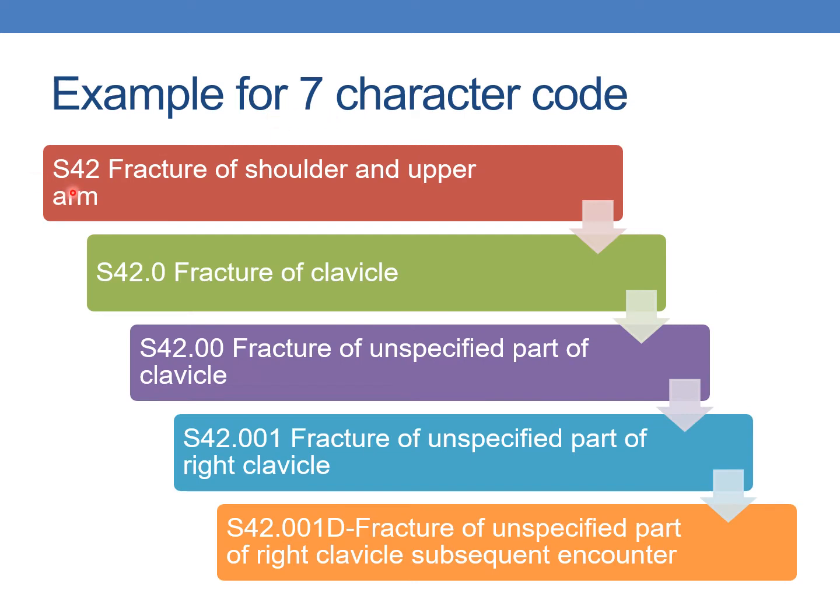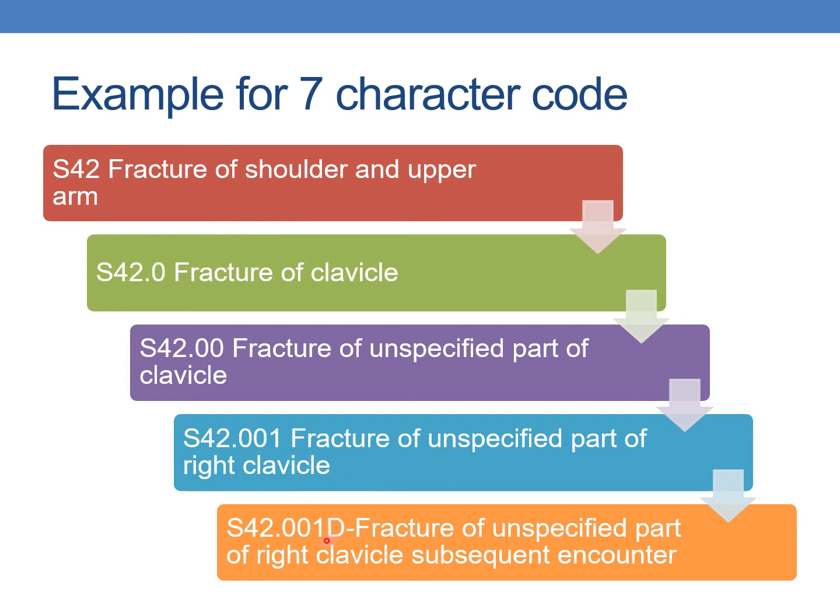Here you can see S42. It is a category which indicates fracture of shoulder and upper arm. This is subdivided into S42.0, which indicates fracture of clavicle. This is further subdivided into S42.00, which indicates fracture of unspecified part of clavicle. This is further subcategorized into S42.001. Here, 1 in the 6th character indicates the laterality, fracture of unspecified part of right clavicle. Still, this is not the final code.